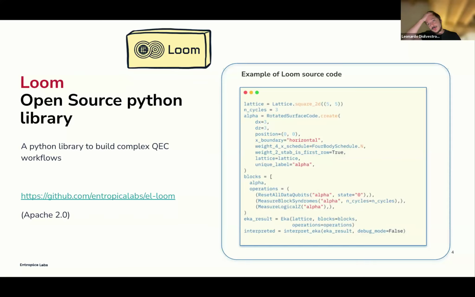And to the right, you can see a quick example of Loom source code. We'll go through more details later, so no need to put too much attention to it. But the rough idea I want to convey here is that you will have a builder interface. So you'll be able to do rotated surface code dot create, and with a bunch of parameters, create a logical qubit. So that alpha will be a logical qubit, and then blocks, operations, stacking these things together. And eventually you create this object called ECA. I'll tell you in a moment what that is, and you interpret it. But the idea is we try to make the whole process simple.